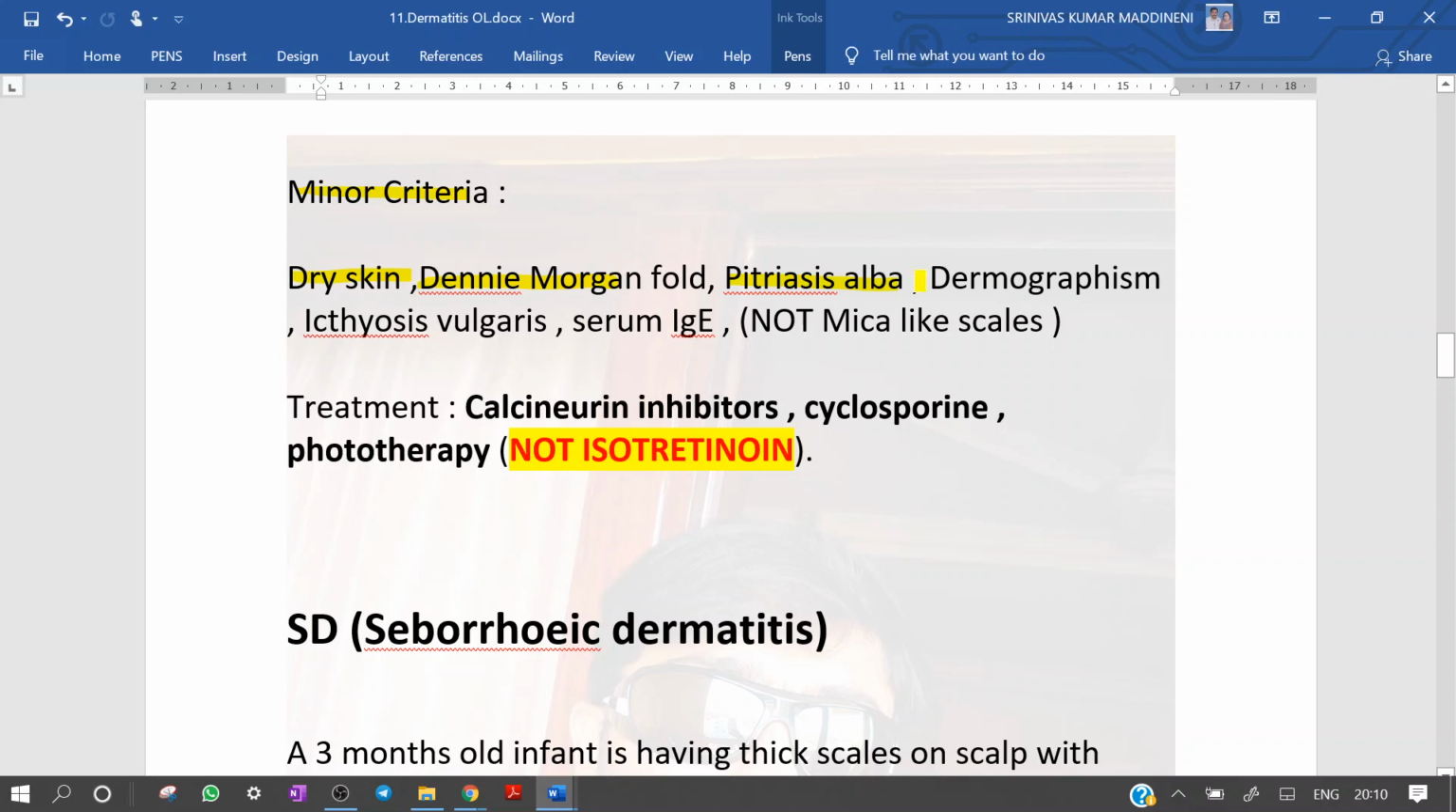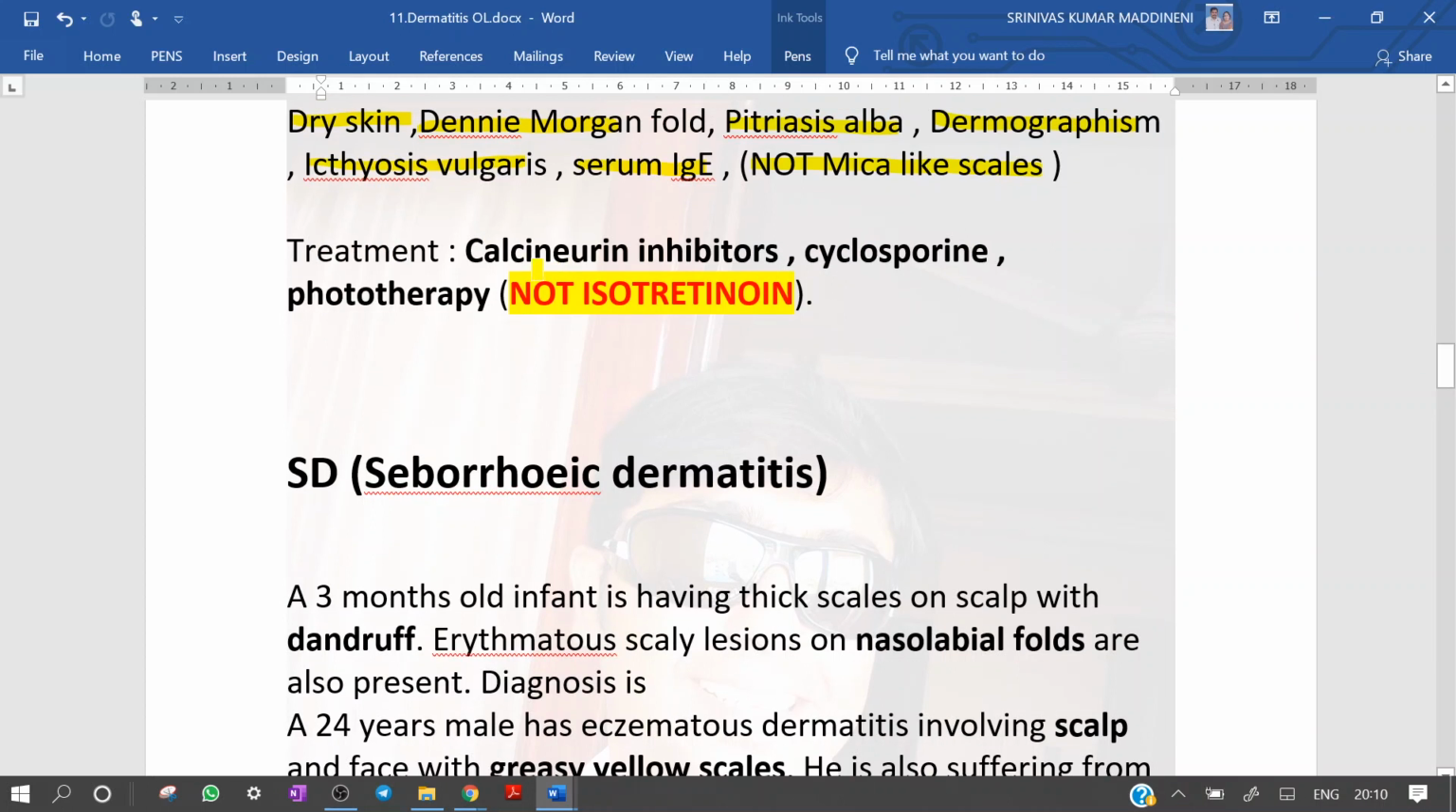You can check that. There will be dermographism. That means we can write over the skin. And ichthyosis vulgaris, that is also a type of dry skin. Serum IgE levels. But in a question it was mentioned mica like scales, but mica like scales are present in psoriasis. And what are the treatment options available? Calcineurin inhibitors like tacrolimus, pimecrolimus, cyclosporin. Phototherapy is also used. But remember, retinoids have no role in atopic dermatitis.